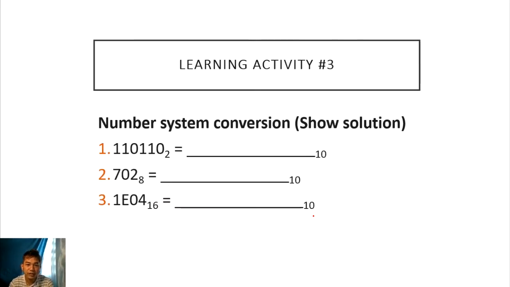Okay, so for your learning activity number 3, still number system conversion, you have to show solution for this. So we have to convert 10110 base 2 to its decimal equivalent. Number 2, 702 base 8 to its decimal equivalent also. Number 3 is 1E04 base 16, convert it to its decimal equivalent.